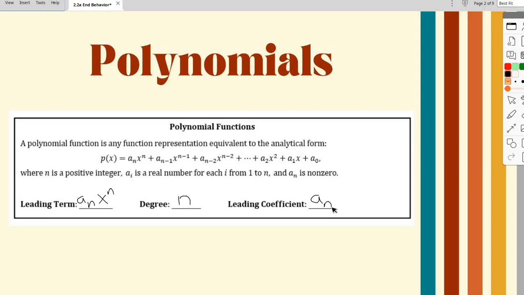Yes? And what's the name? N. So whatever that first exponent is. So it's just the biggest exponent. And we're going to look at an example here in a second, where we don't have a bunch of variables with it.